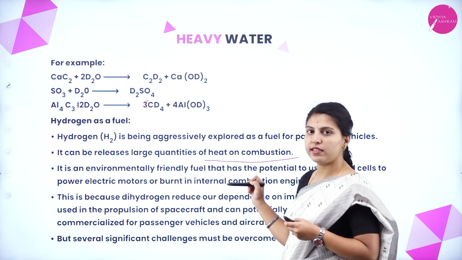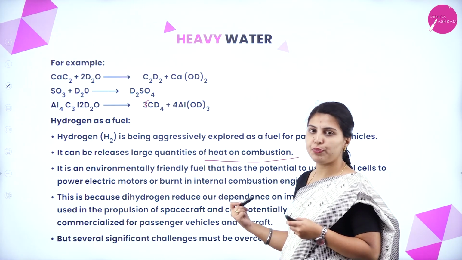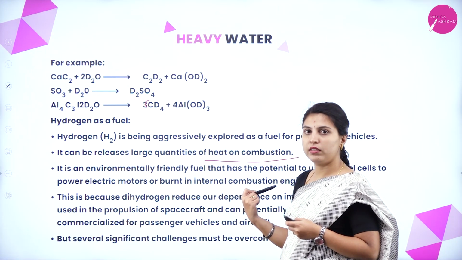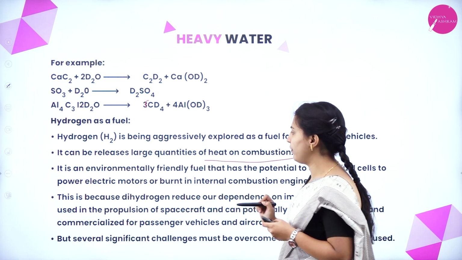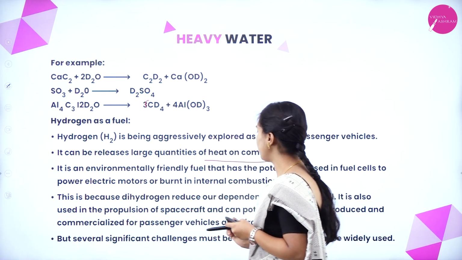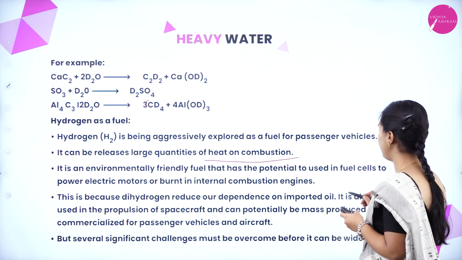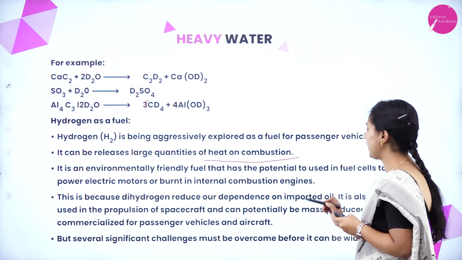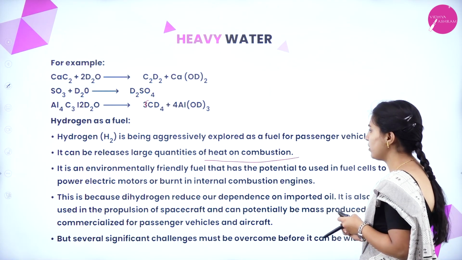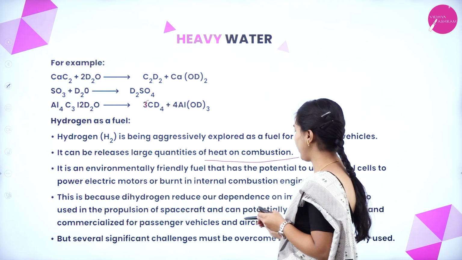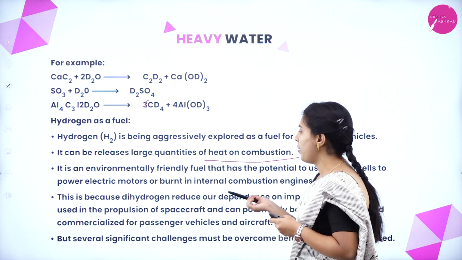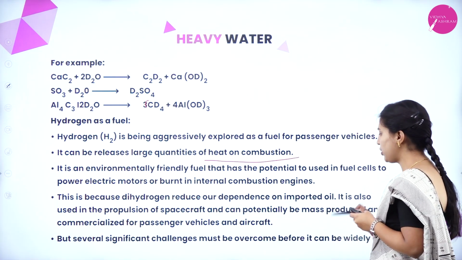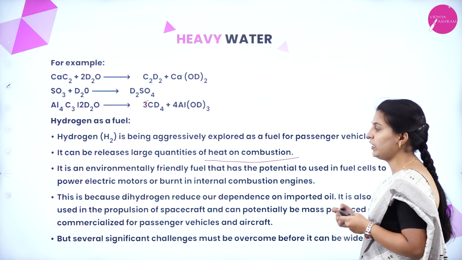Here one advantage is that it does not give much pollution like other vehicles or engines. This is because dihydrogen reduces our dependency on imported oil. It is also used in the propulsion of spacecraft and can potentially be mass produced and commercialized for passenger vehicles and aircraft. But several significant challenges must be overcome before it can be widely used.